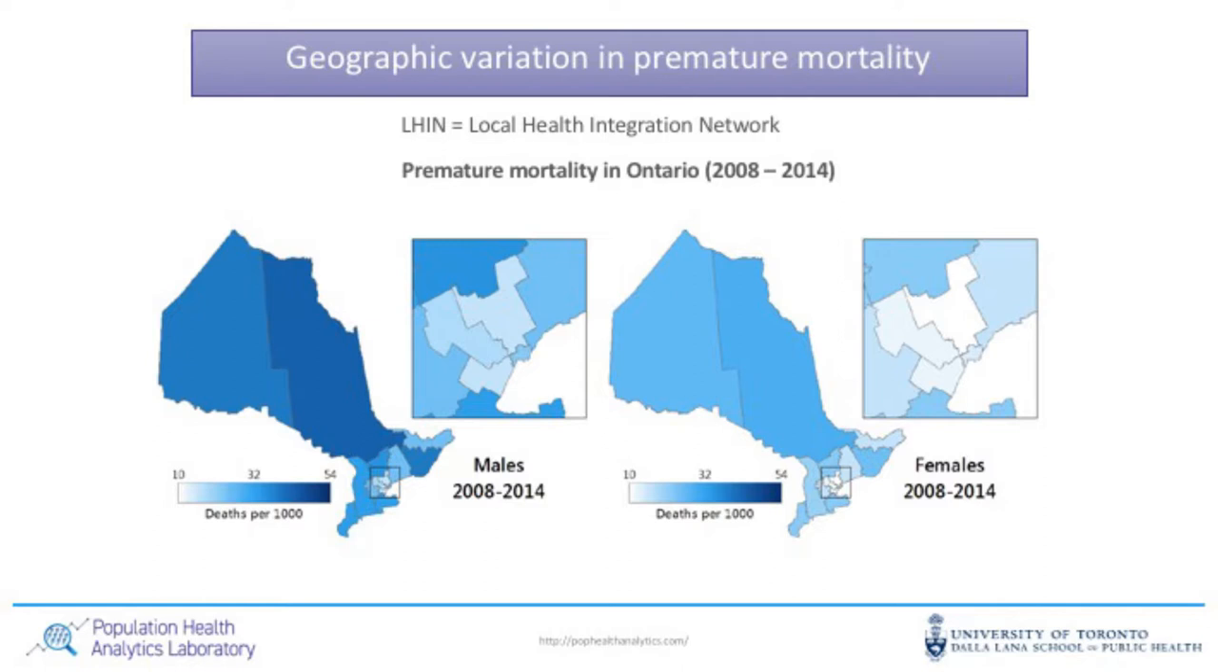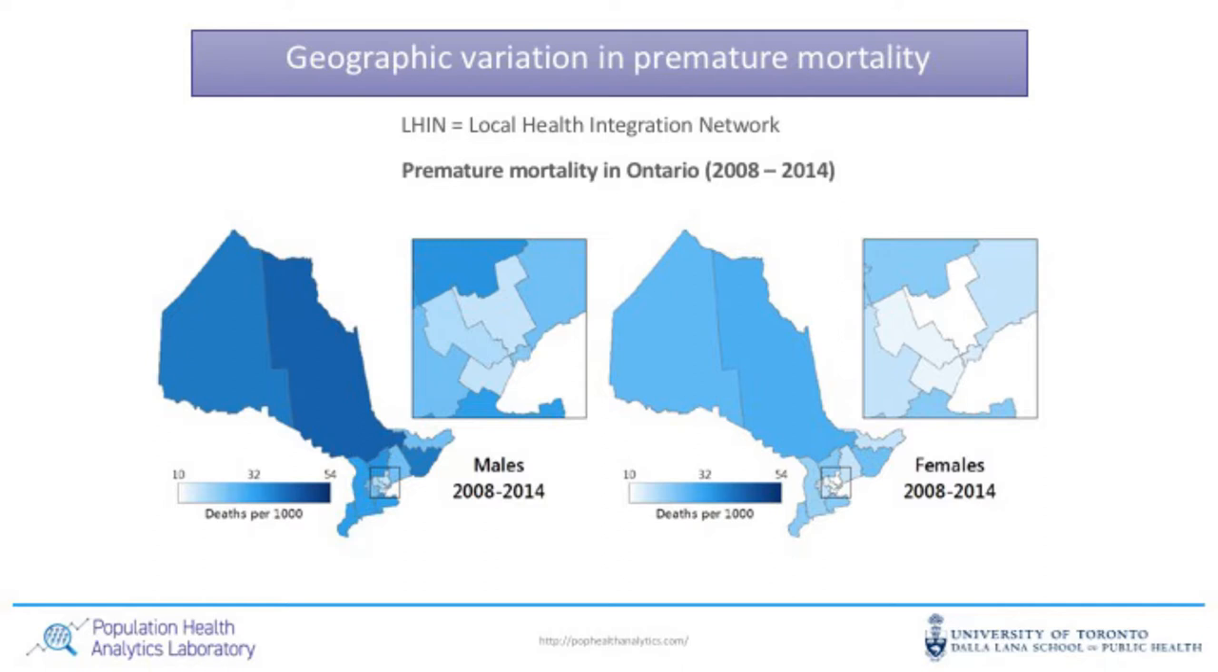So yes, premature mortality has fallen, which is really great, but we have a range from 10 to 54 per thousand across one province. And we see variation across, so it's not just north, south, east, west, there are some pockets. When you look at finer levels of geography, there are areas where premature mortality is higher than others, and lots of reasons why this may be, but that's just the first layer looking at geography.